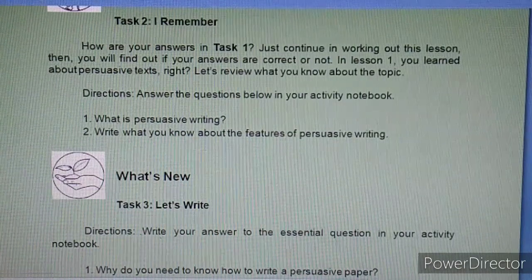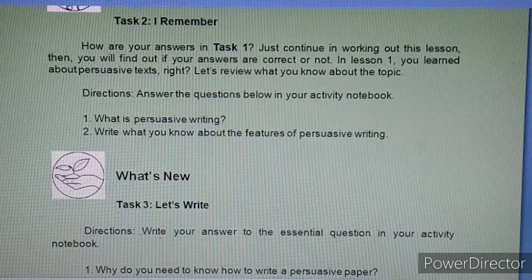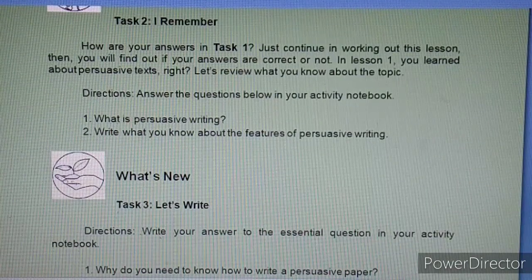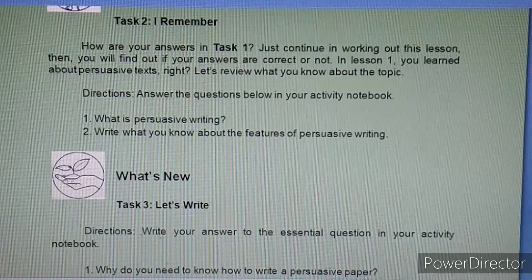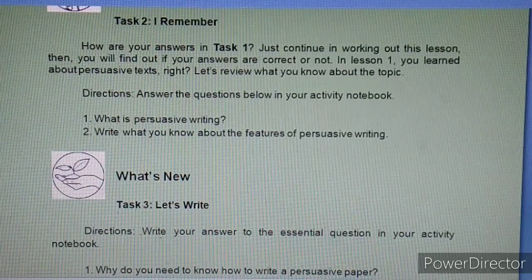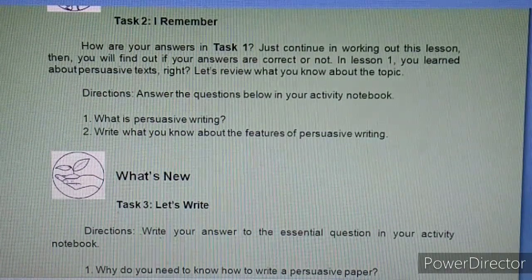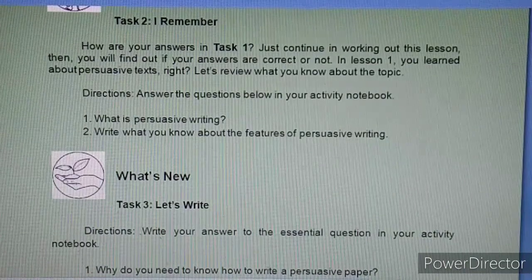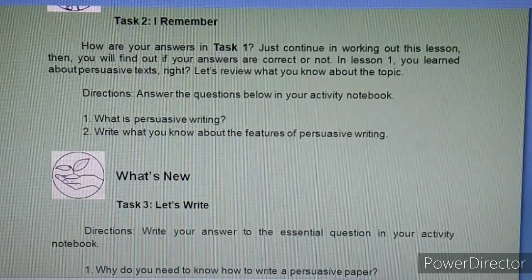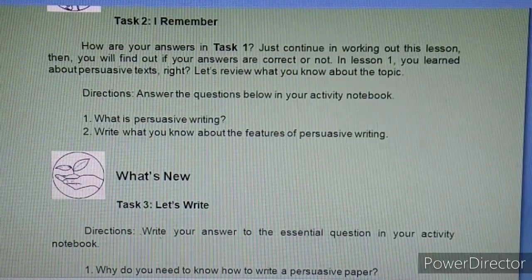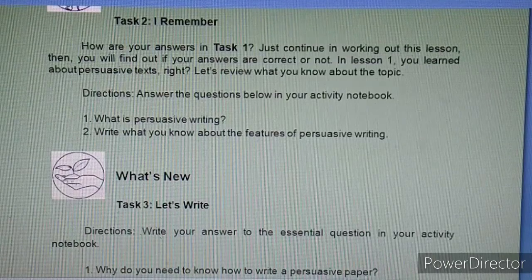Write your answer to the essential question in your activity notebook or in your answer sheet. So here is the question that you are going to answer. Number 1. Why do you need to know how to write a persuasive paper? Again, why do you need to know how to write a persuasive paper? So that's all for Task 2 and Task 3.